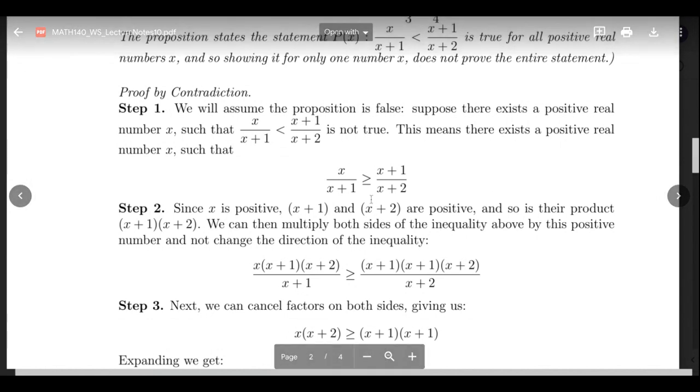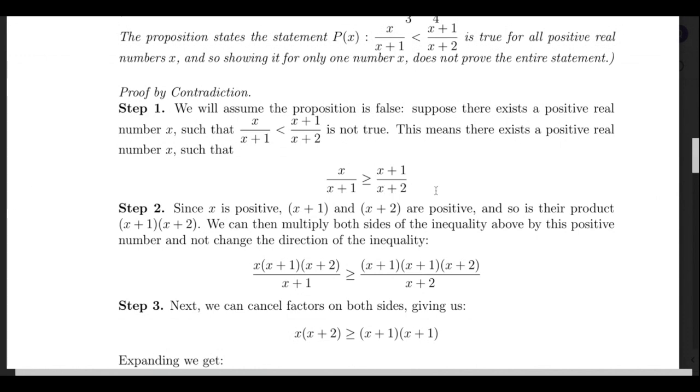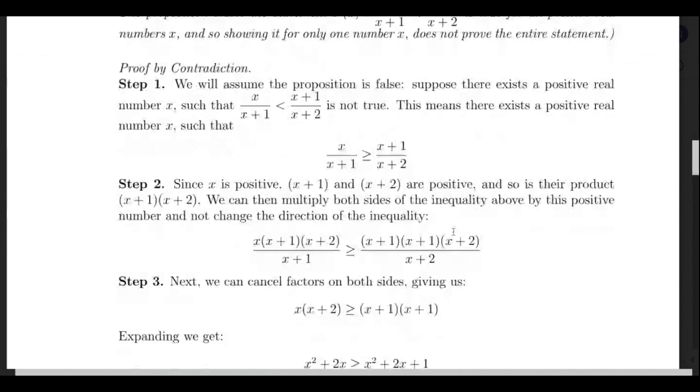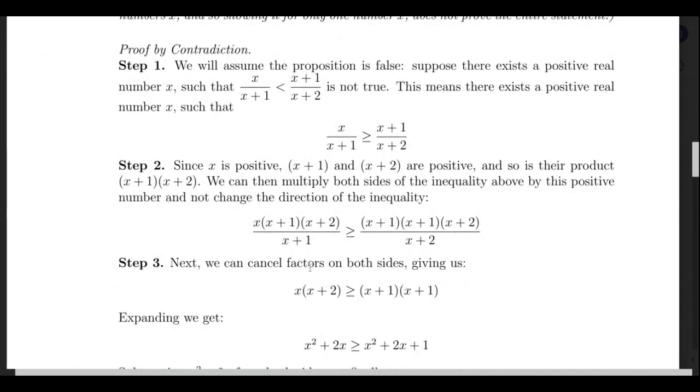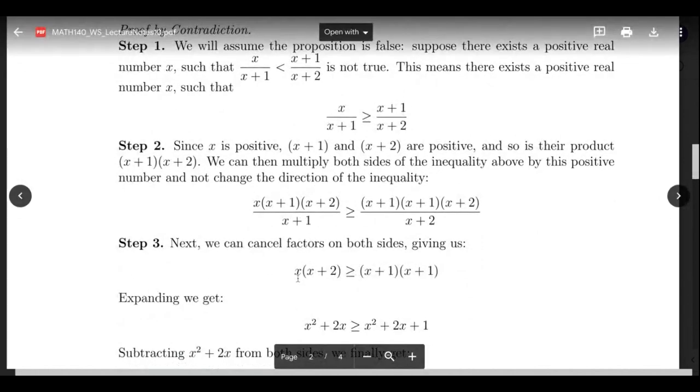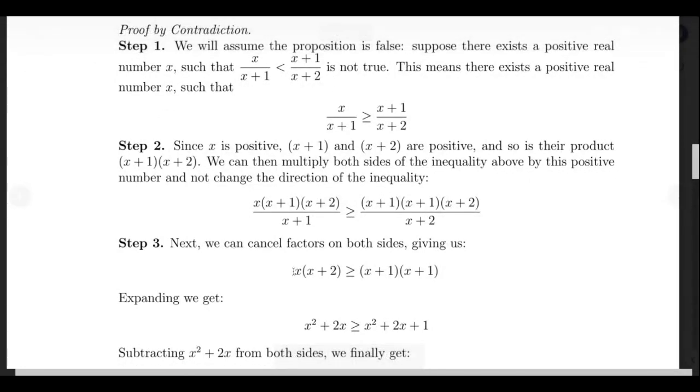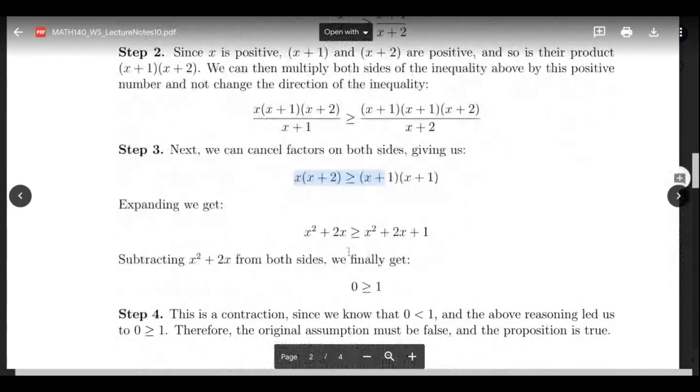Okay. So we want to get rid of the denominators. So we multiply x plus 1, x plus 2 on both sides. When we do that, we have this. So the inequality becomes x times x plus 2 is greater than or equal to x plus 1 times x plus 1. Let's simplify both sides.